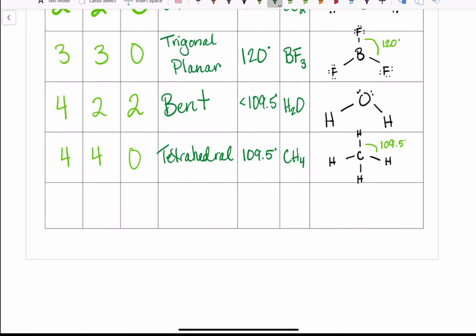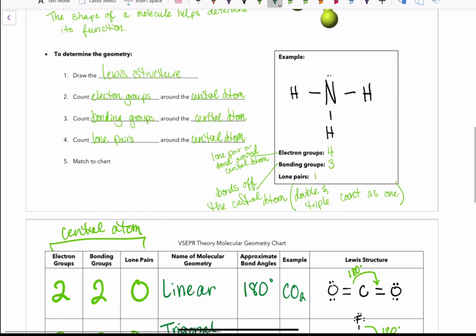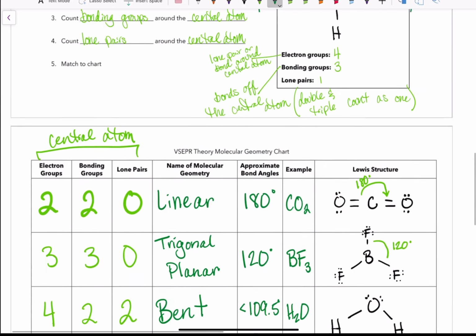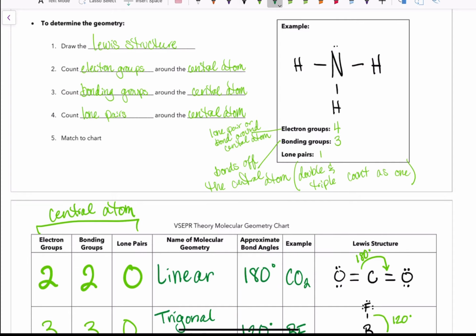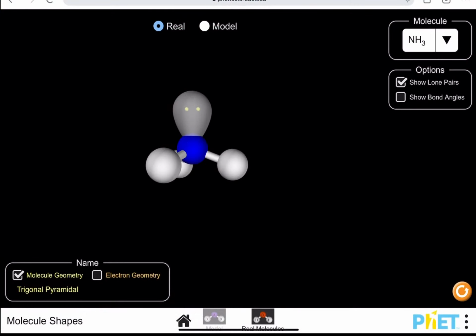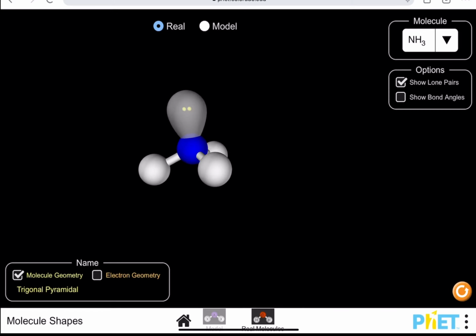Our last one that you need to know, and if you remember back, we had an example that we have not yet figured out. NH3 is going to be an example of our last type of shape. Our last shape is called trigonal pyramidal. So just like how we had NH3 up here at the top, that is going to be our example for this one, NH3.